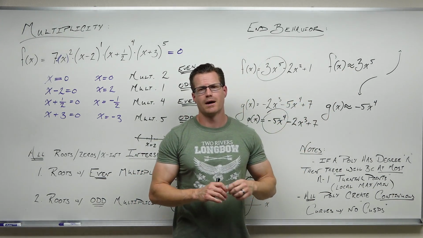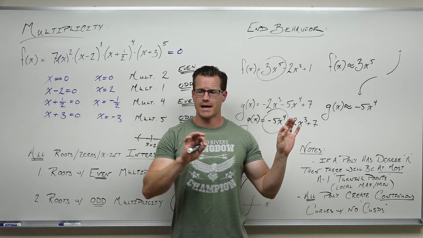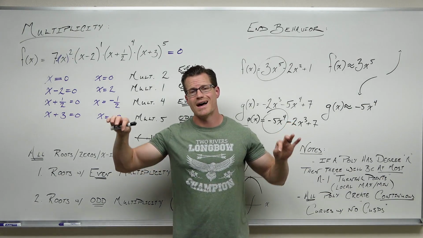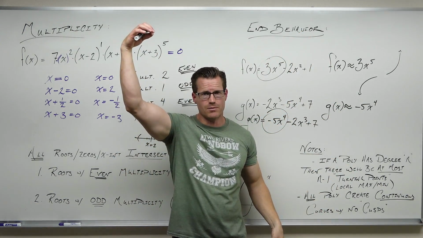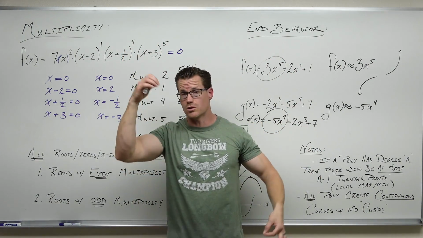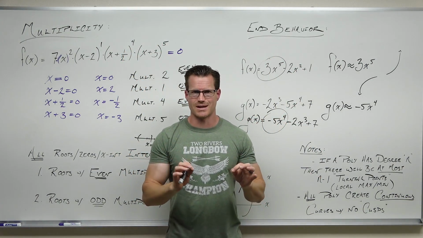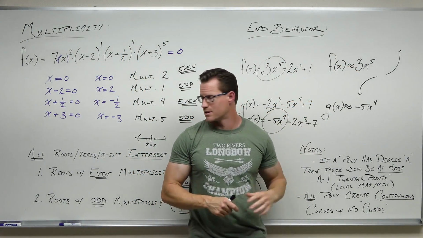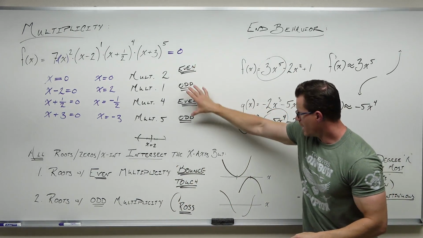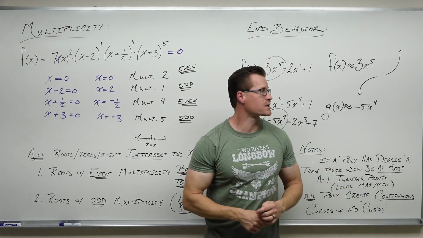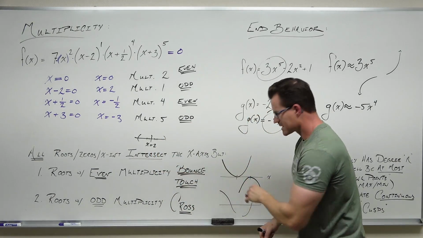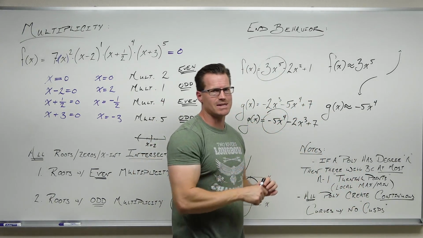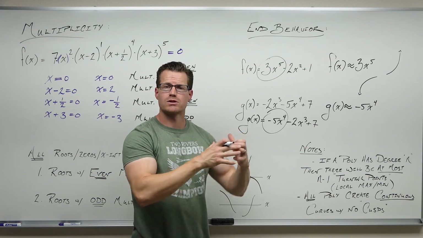Odds don't work like that. Odds say if I take positives and negatives and take them to an odd power, I get out a positive and a negative respectively. Or if I reflect it, a negative and a positive respectively. It's going to reflect, but they're going to be opposite signs. So odd, opposite. Odd, opposite. That means cross. Even, the same. Even, the same. That means bounce. Same exact idea that we're using, but now it's on a grand scheme.